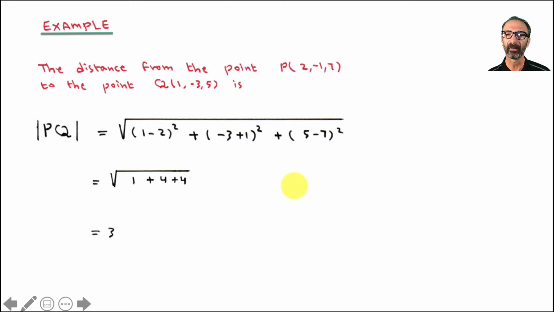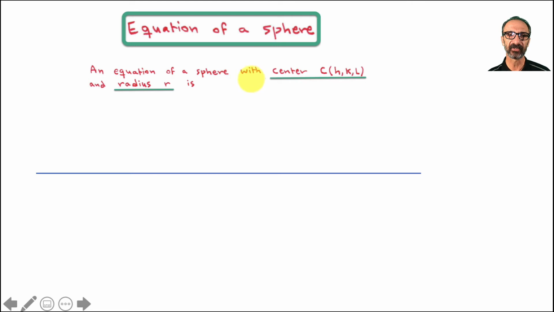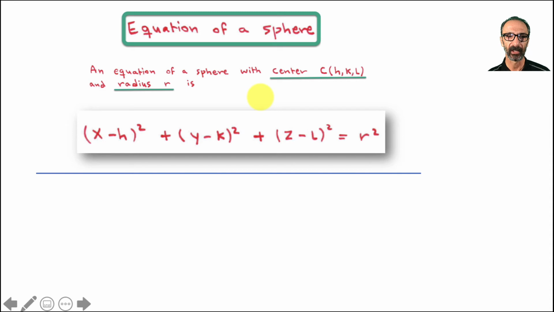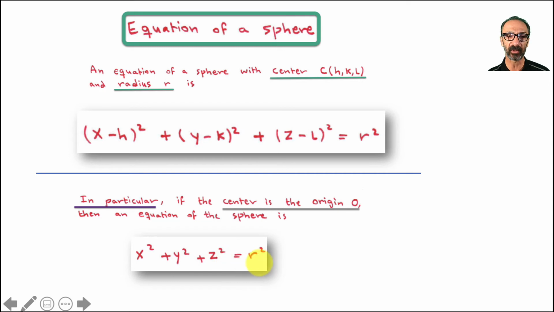Now let's look at the equation of a sphere in 3 dimensions. A sphere in 3 dimensions is like a circle in 2 dimensions. Imagine a circle that has 3 dimensions, so it's going to look like a sphere. An equation of a sphere with center (h, k, l) and radius r looks almost the same as a circle, if you notice. It just has another part to make it 3 dimensions. In particular, if the center is the origin, then the equation of the sphere is x squared plus y squared plus z squared equals r squared.